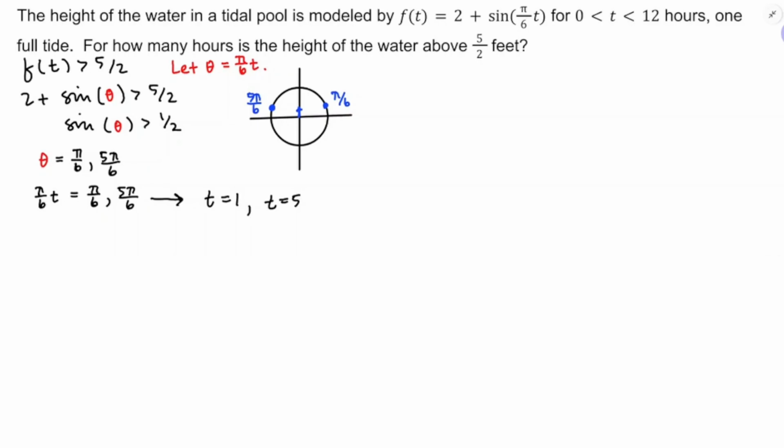All right. Now, it just asks for how many hours. That's like the duration of the time interval that the water is above 5/2 feet. That's the 4 hours between t equals 1 and t equals 5. So I'm just going to say that my answer is 4 hours, and that's how I got there.